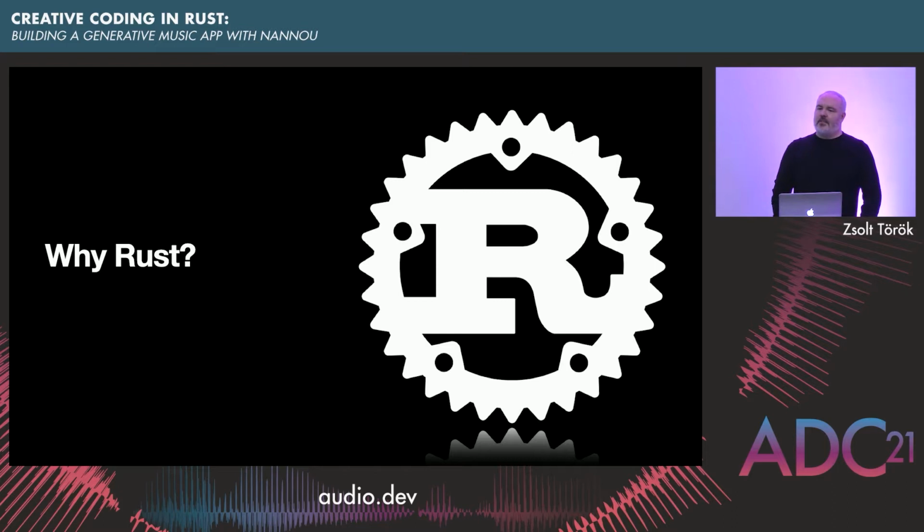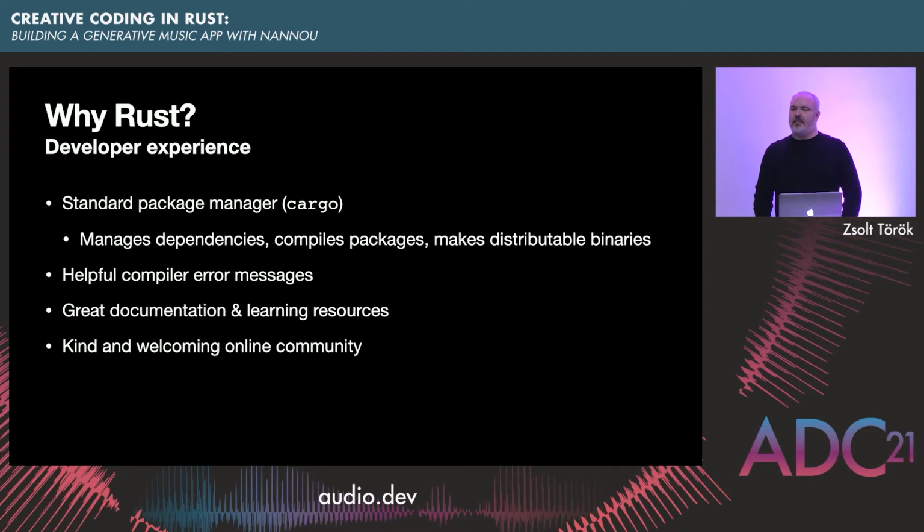But why do it in Rust? One of the main things that stood out to me when I started to play around with Rust and learn it is the really great developer experience. There's a standard built-in package manager, which does a pretty good job at managing the dependencies, compiling the code, making distributable binaries, and so on. And it's also really well integrated into the rest of the toolchain, well documented, so overall, pretty good experience.